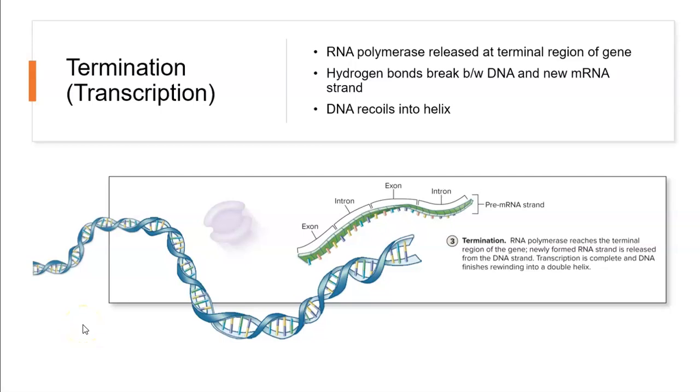So when the RNA polymerase reaches the end of that gene, that's called the terminal end of that gene, then the polymerase will be released from the DNA. Hydrogen bonds are broken between the DNA strand and that new messenger RNA that we made. The DNA is going to go back together and rewind into a double helix, and the new messenger RNA now has that recipe that we copied from the DNA, so that we can turn that into a protein, such as insulin.